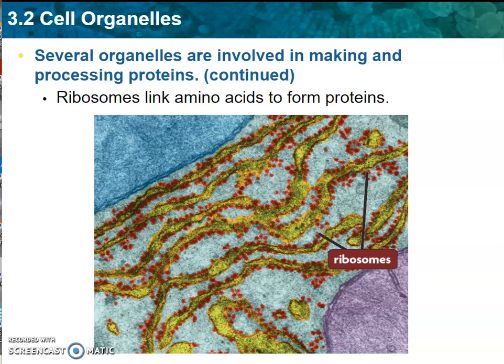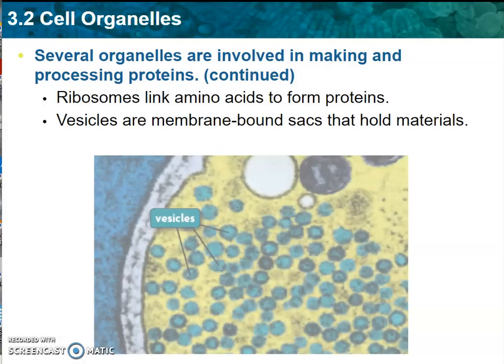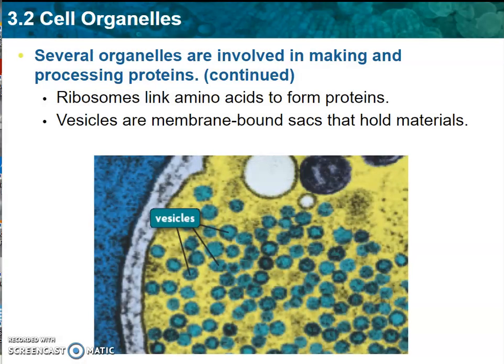There are free ribosomes that are suspended in the cytosol, and they make cytosol proteins. Then there are bound ribosomes, like we just talked about on the rough ER, or sometimes located on the nuclear envelope. They make proteins for cell membranes or export. Ribosomes link those amino acids to form proteins, and then vesicles are the membrane-bound sacs that hold those proteins and move them around the cell. Vesicles also serve as short-term storage for other materials inside the cell.